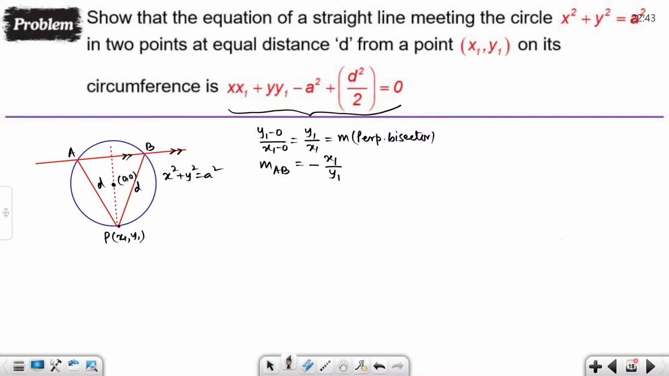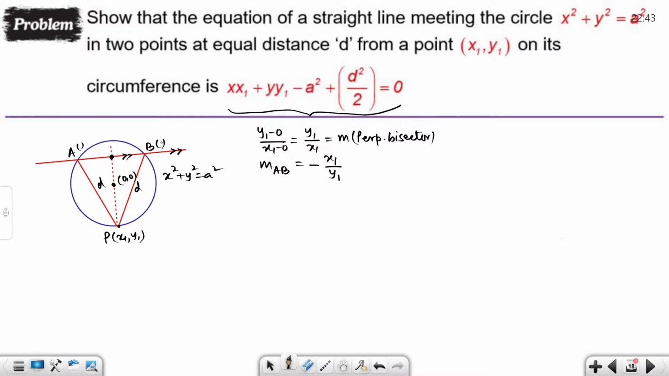Answer is no. Because you can ask me one thing, sir, if we can find out this point, then we will know one point on the line. I will say yes, absolutely perfect. But how will you get this point? To know this point, you must know this point and this point.